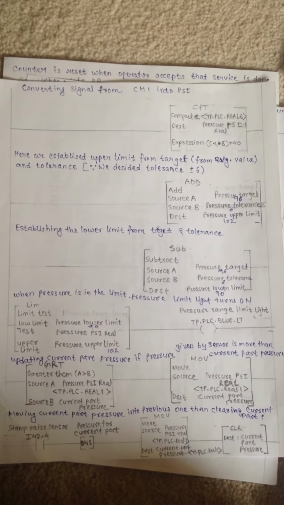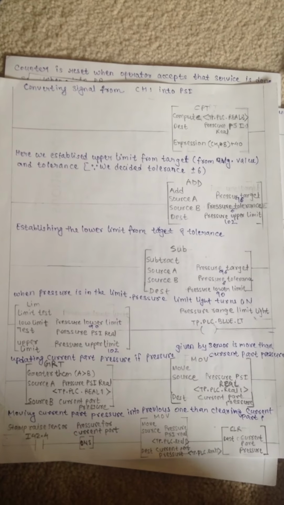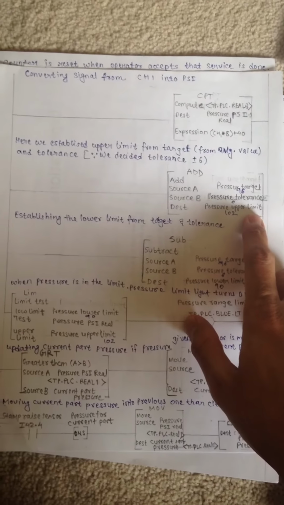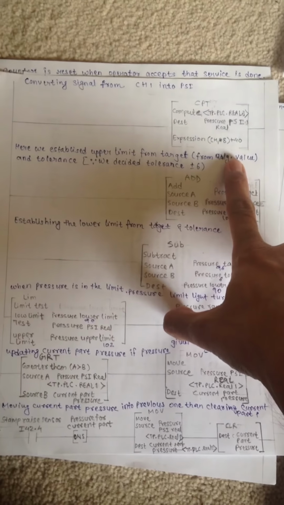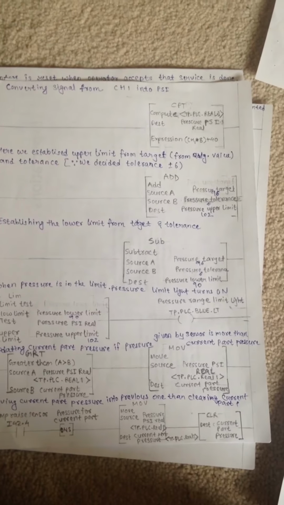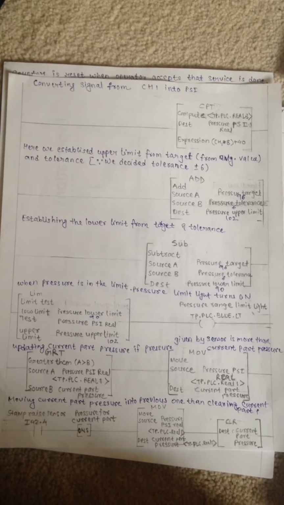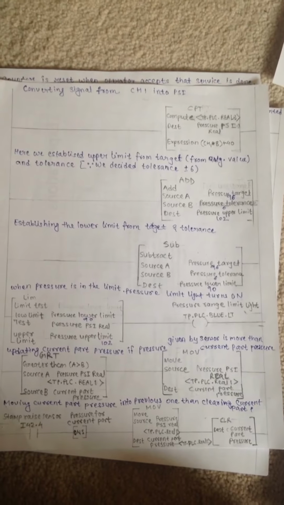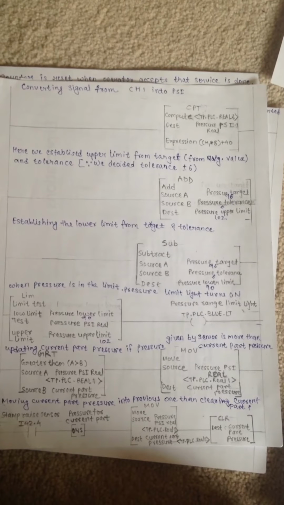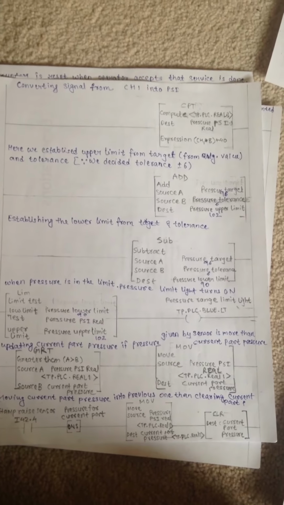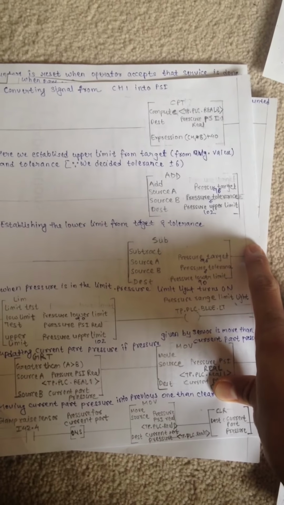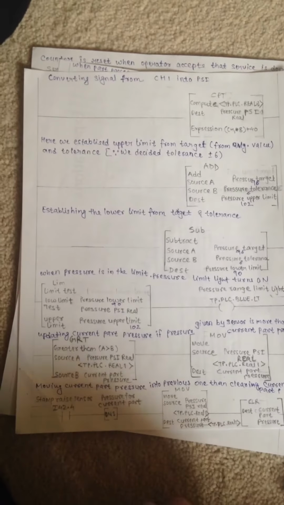CH1 is a sensor which measures the pressure of the solenoid. Using this expression, CH1 into 8 plus 40, pressure is calculated. Then we decided the upper and lower limit of pressure using tolerance. We have taken tolerance plus or minus 6. So the target is 96, tolerance is 6, then upper limit is 102 and lower limit is 96.